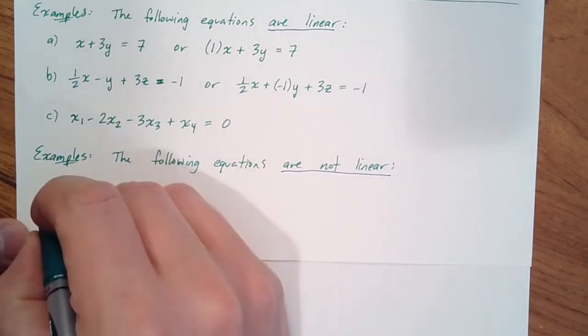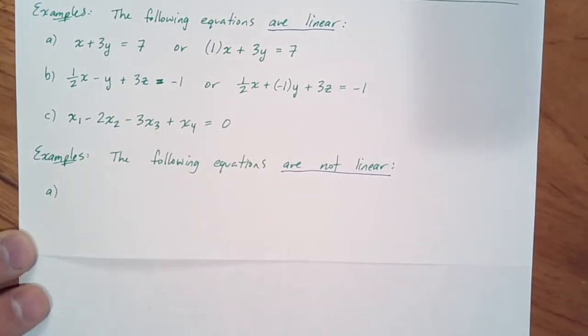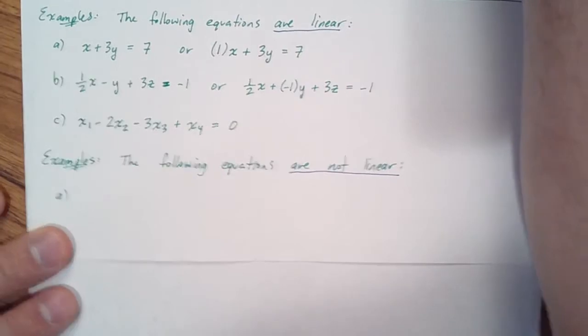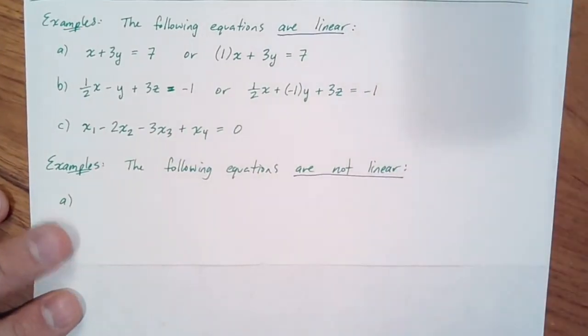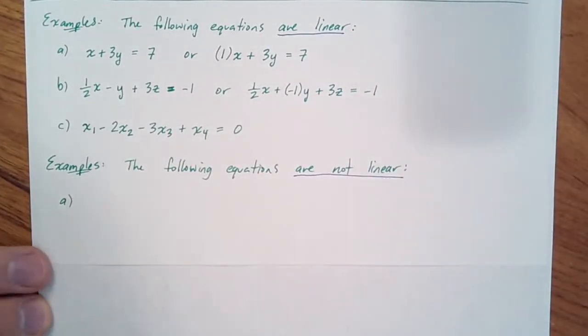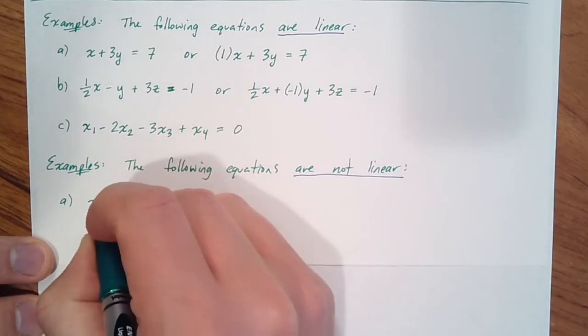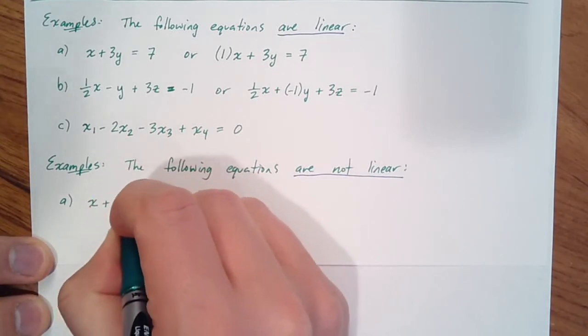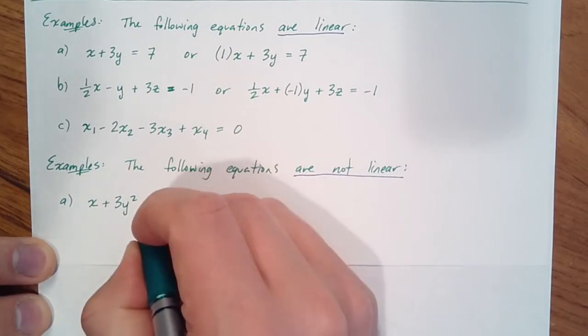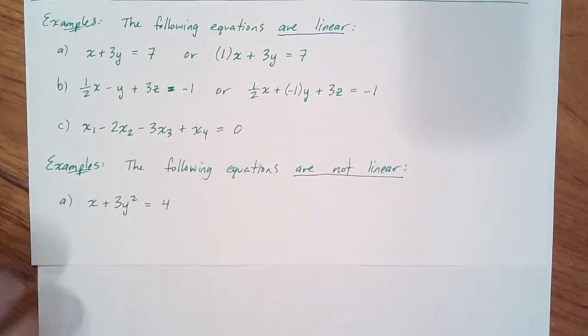Okay, so the first one we'll mention is x plus 3y squared is equal to 4. This is not linear. Why? Give yourself a few seconds to look at it and see if you can decide why it doesn't fit into the form of a linear equation.